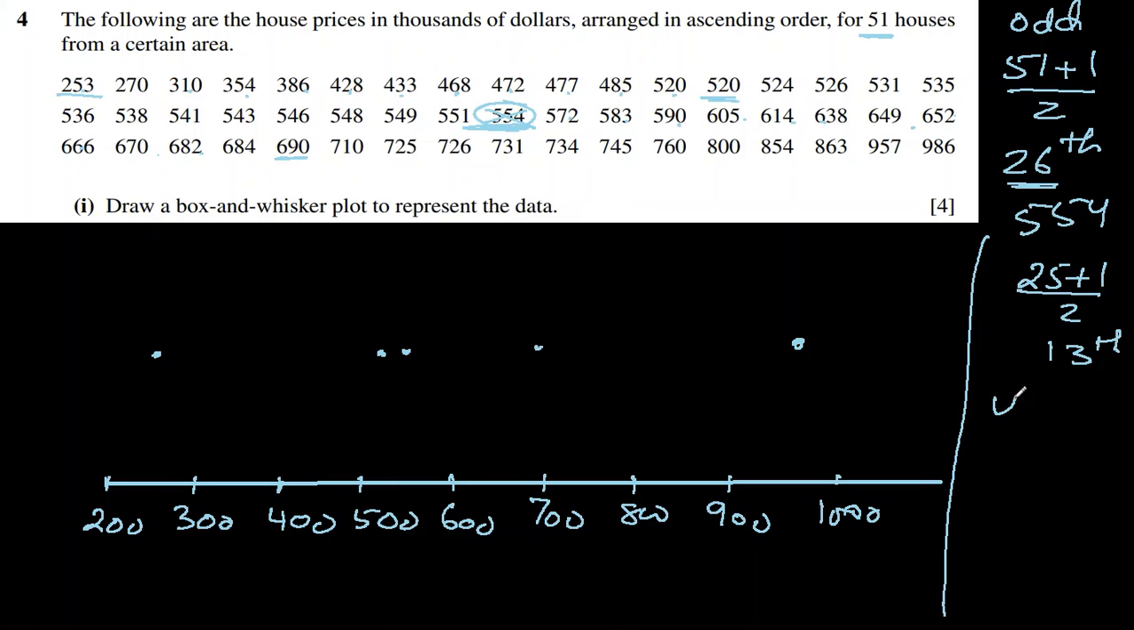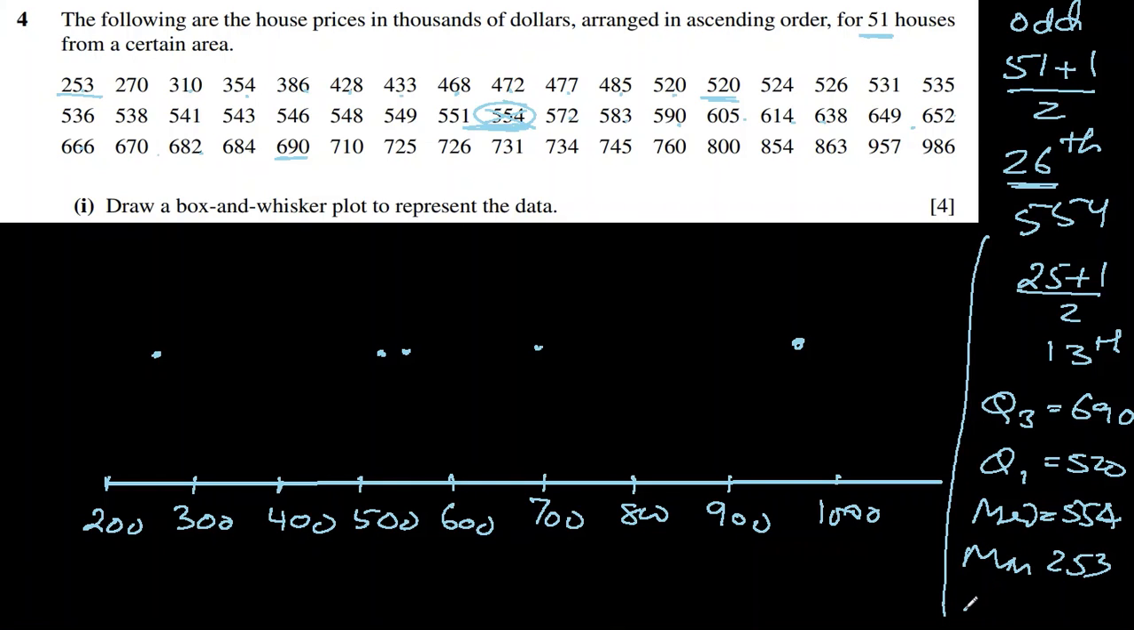Let's write the upper quartile as Q3 because it is usually written as Q3, 690. Lower quartile Q1 was 520. Median was 554. In your exams you should list them. So minimum is 253 and maximum is 986. These are the points we have marked here.